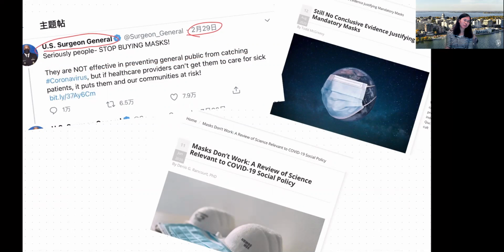That's against most people's common sense. And after several months, the scientific community found more and more evidence for masks to be effective. But even then, there are still people in June, for example, claiming masks don't work. And in August, people are still claiming there's no conclusive evidence justifying mandatory masks. So what are they doing?